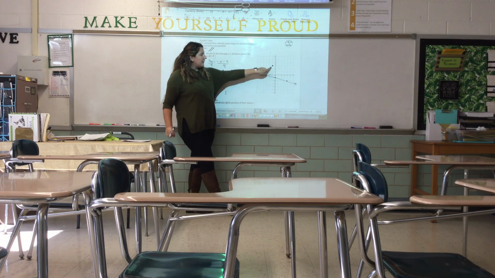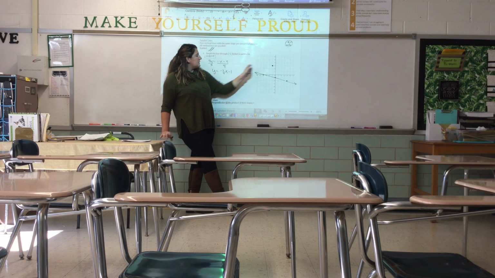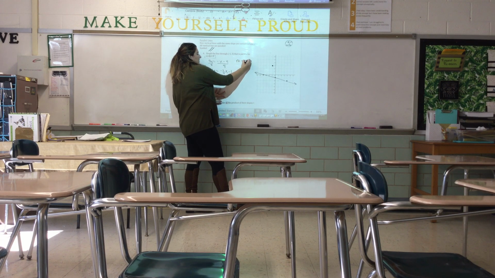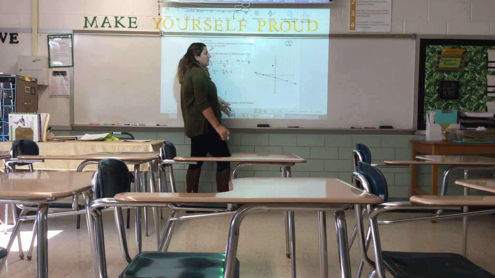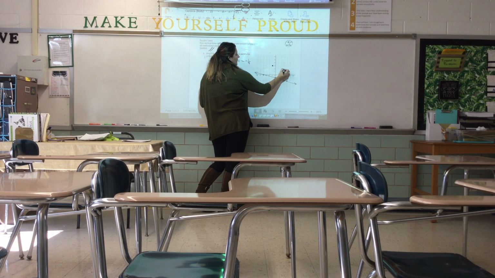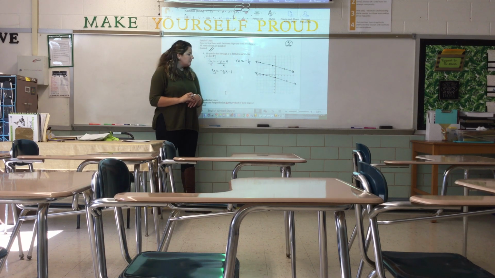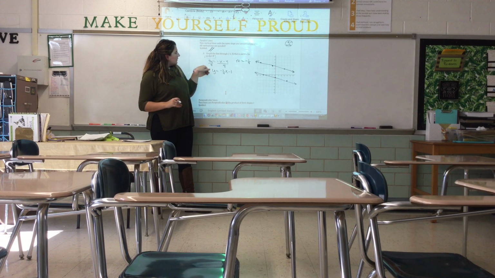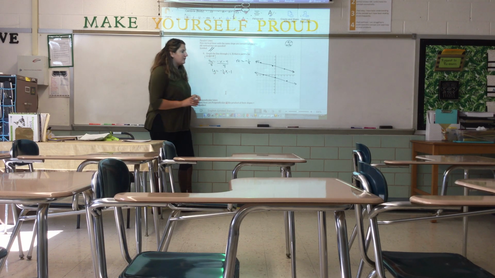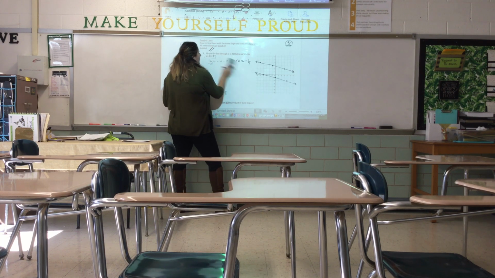It wants me to graph the line parallel to it that's going to go through here, which means I need to borrow the same slope. So my slope is still -1/4. So down 1 over 4, up 1 over 4. And there I have 2 parallel lines. All right? So that's the steps you'll follow to do problems like that.